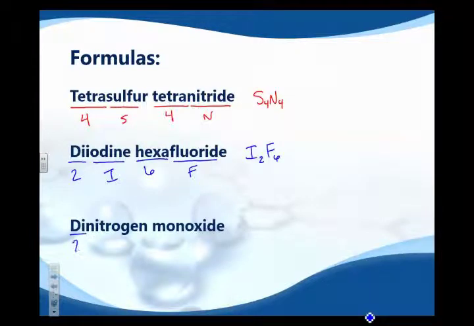Last, we have dinitrogen, so 2 nitrogens, and monoxide, so 1 oxygen. So this is N2O.